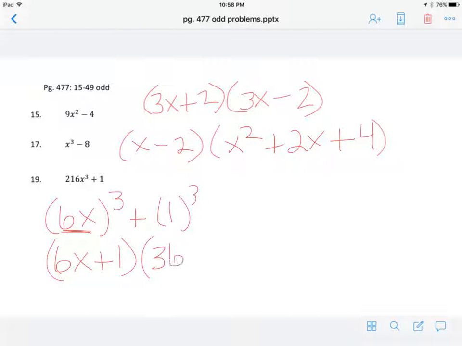So you're going to go 36x squared, okay, then minus, because this middle term is minus in this pattern, minus u times v, so 6x times 1 would just be minus 6x, and then plus v squared, which would just be 1. And so there you have it.